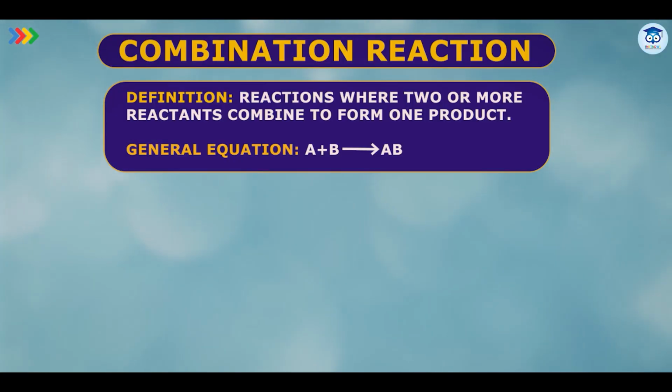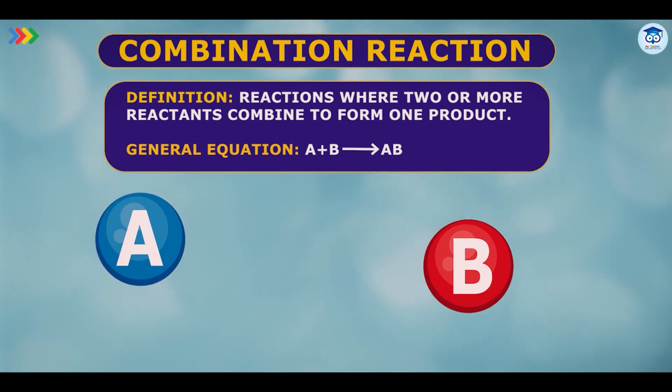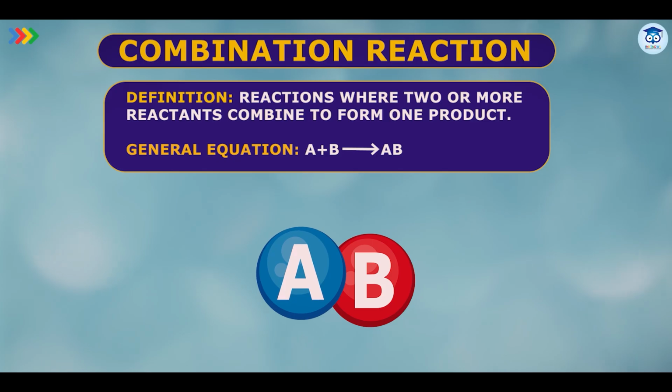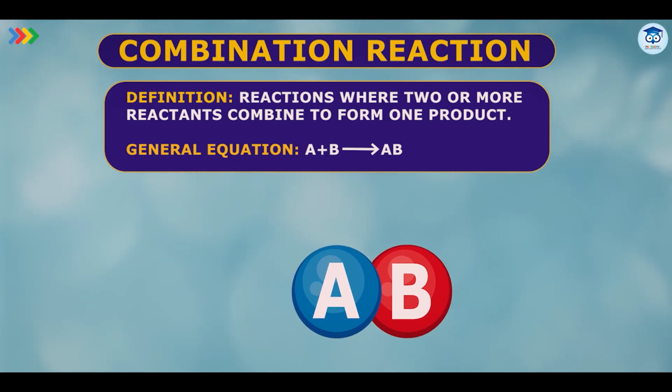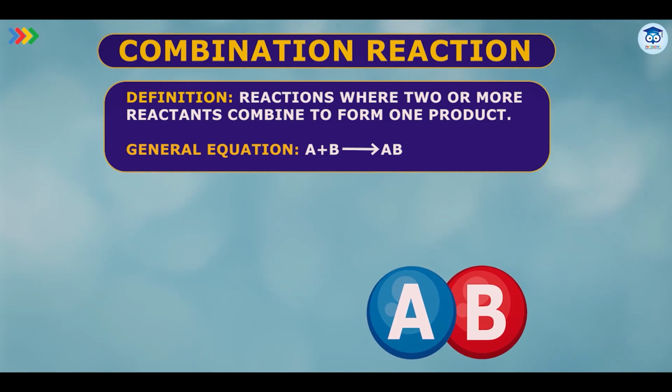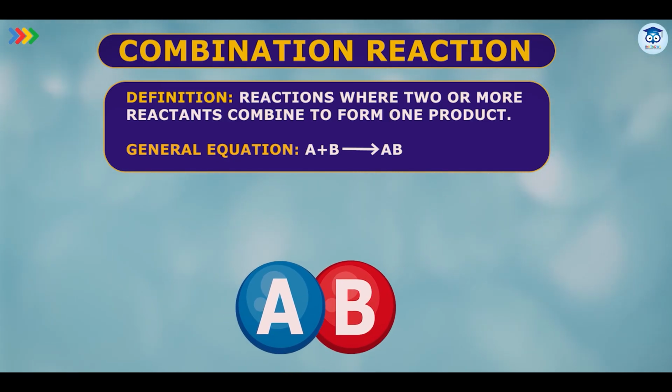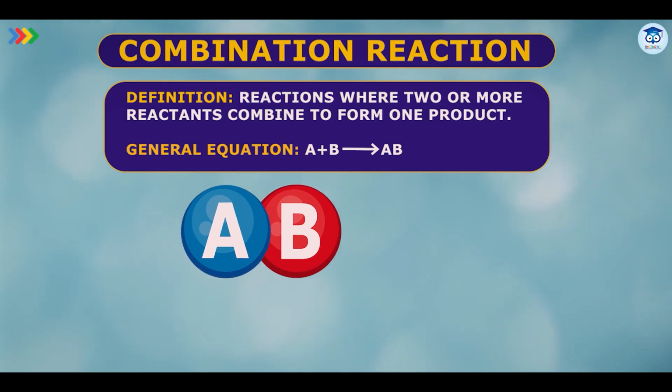Now let's start and understand what a combination reaction is. By the word combination, we can understand it is talking about something being combined. So we are basically combining reactants. A reaction where two or more reactants combine to form a new product, a new substance, is called a combination reaction. You can see over here, A combines with B to form AB.